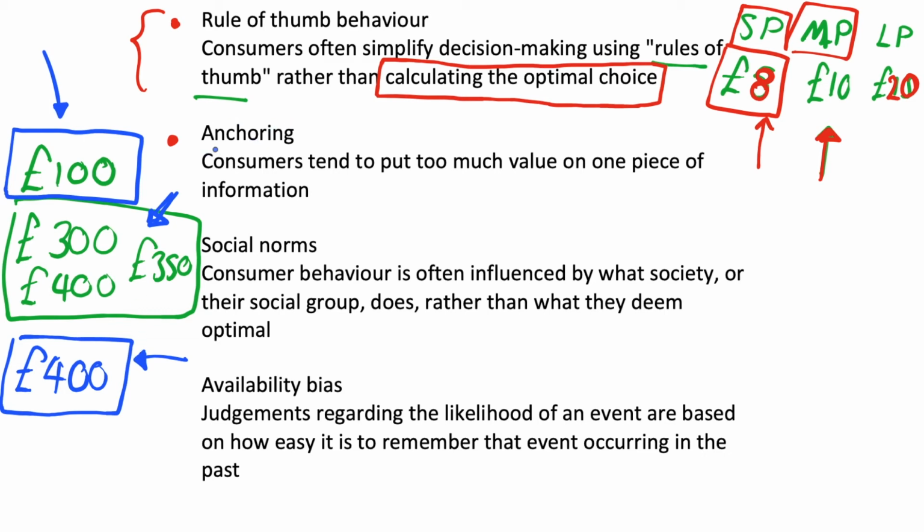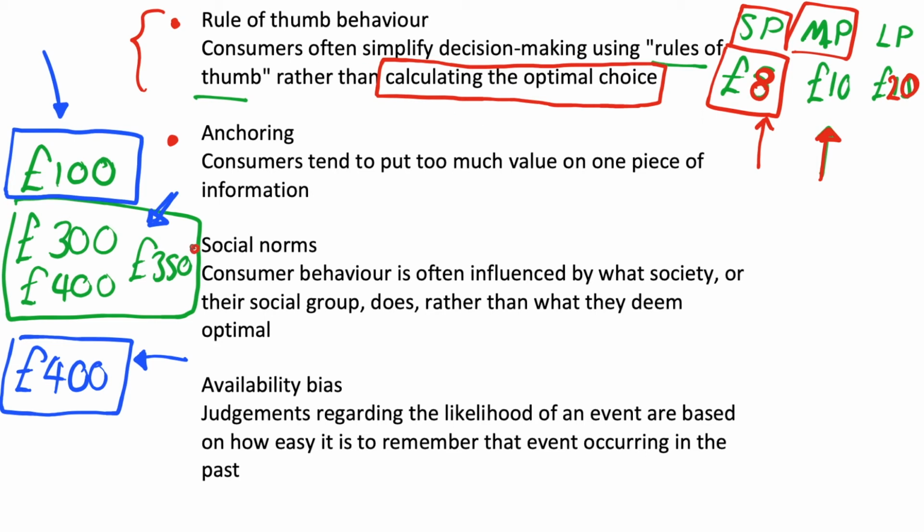So that's just an introduction to anchoring, and maybe a bad example, but consumers tend to put a lot of value on one piece of information, or just the information that they know. They assume that the information that they are aware of is going to be correct a lot more than it is, and it's often not the case.